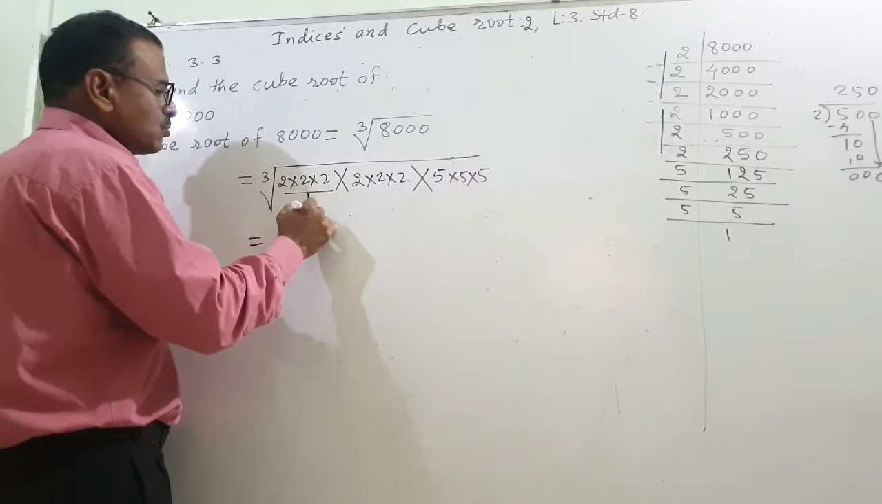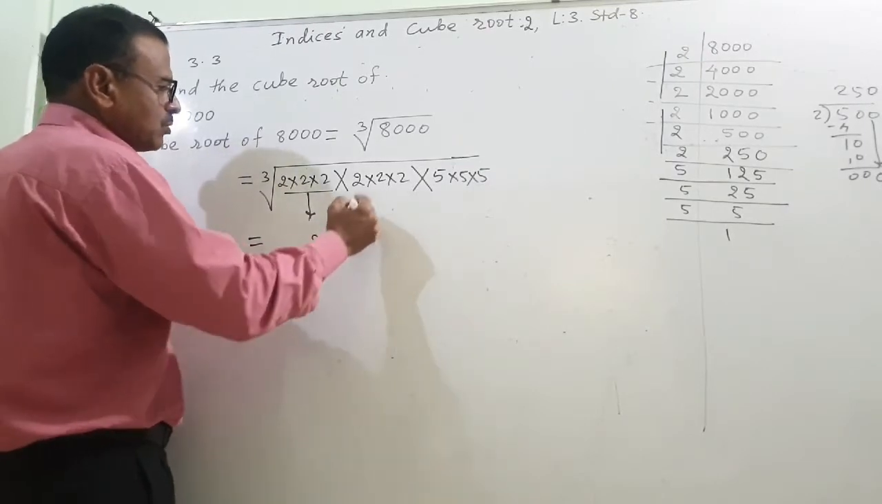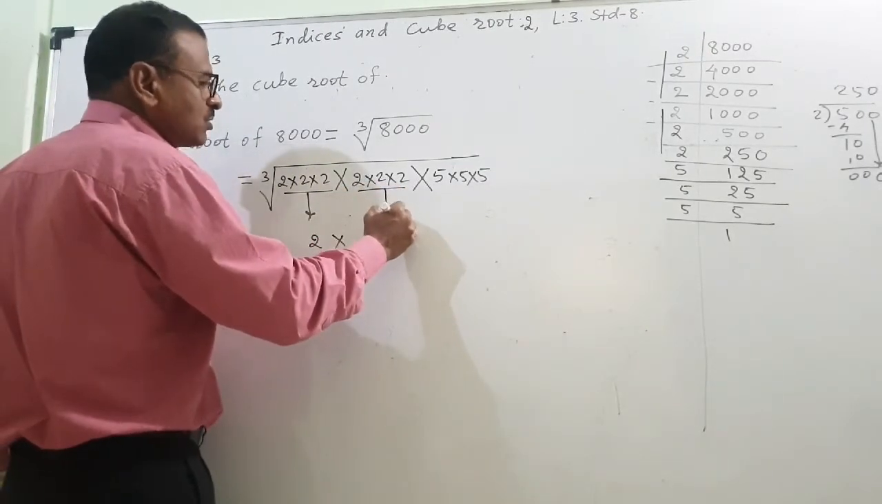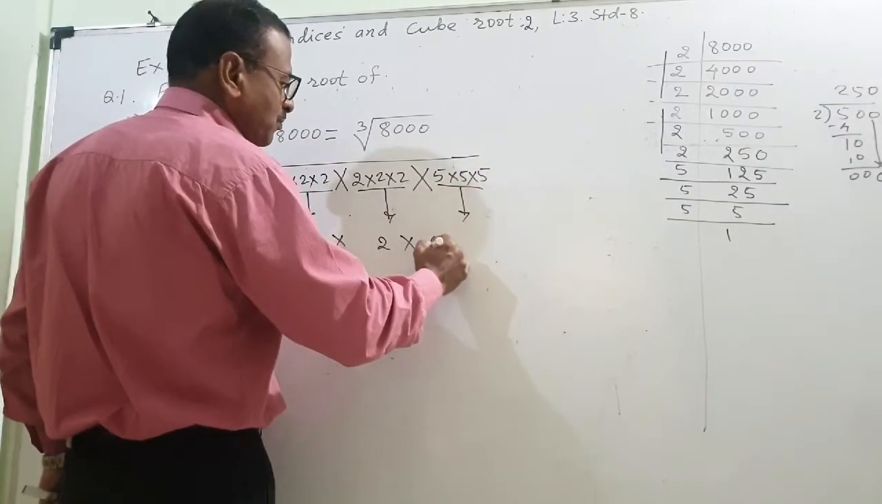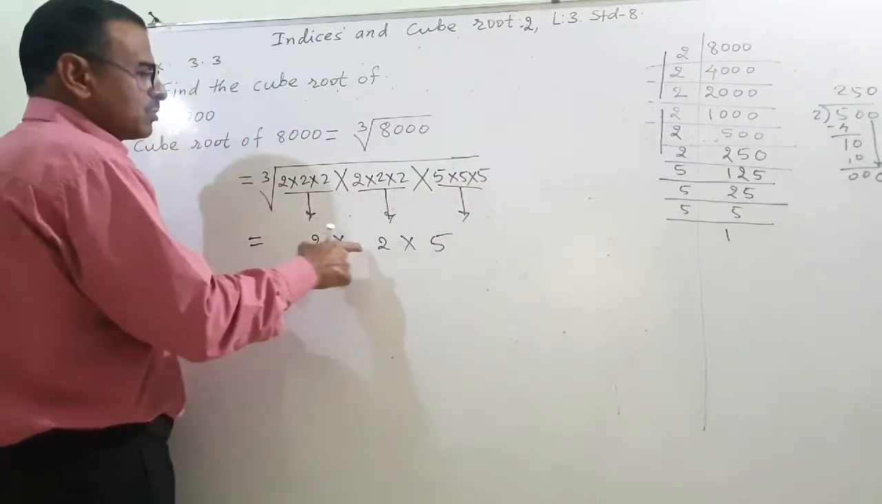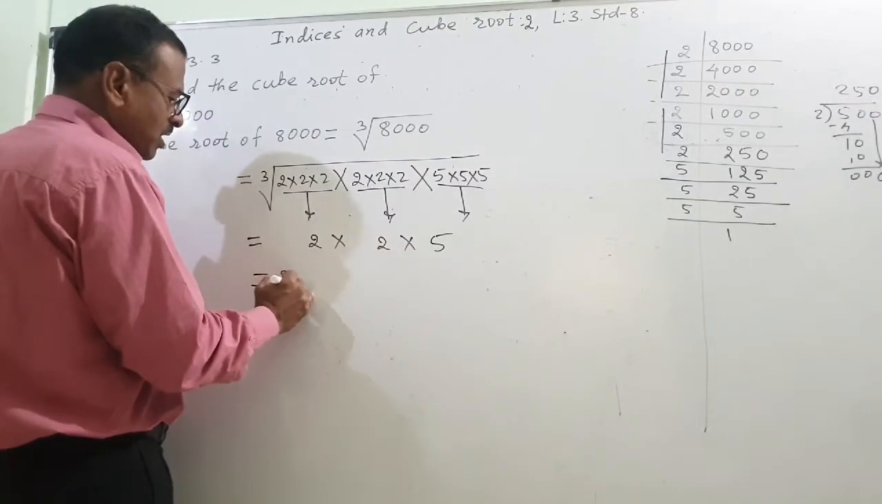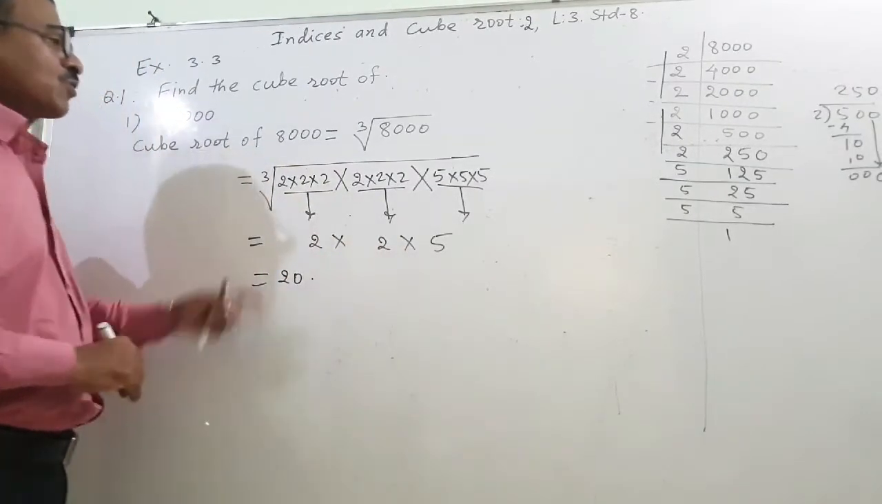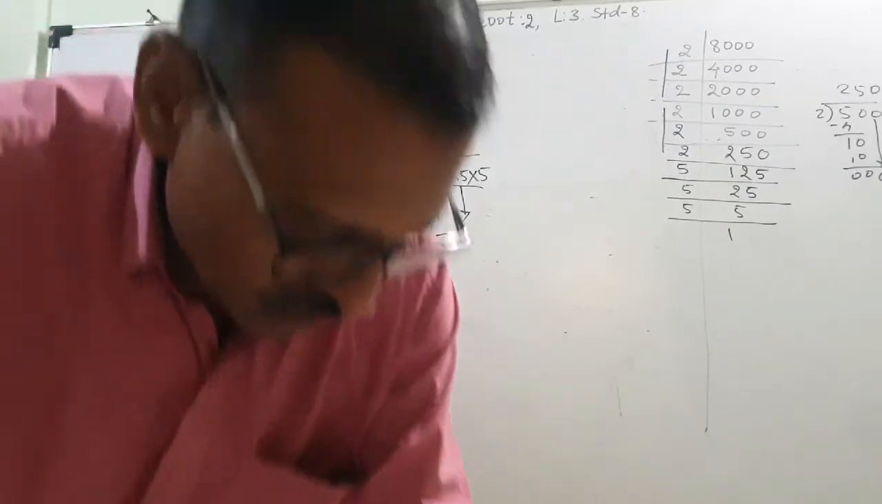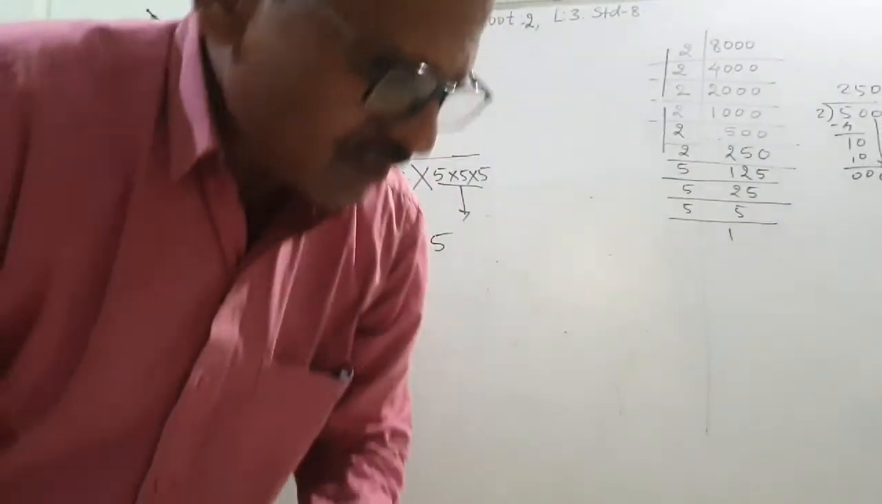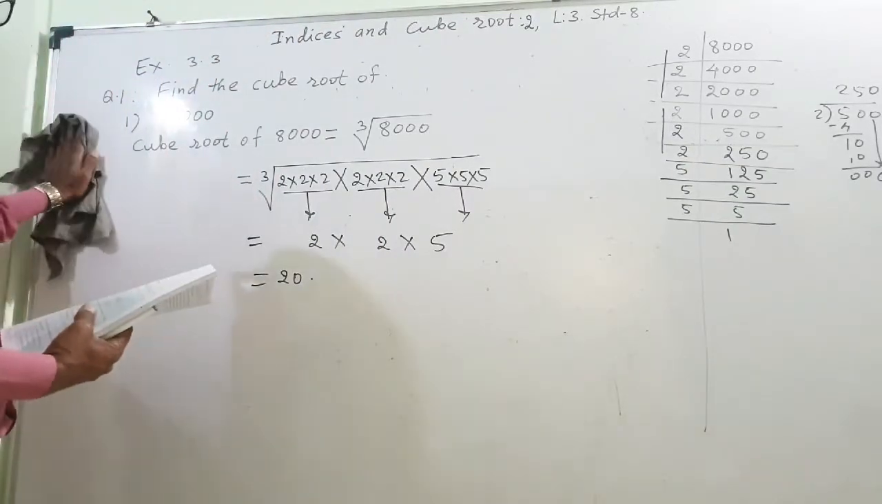Then take these 2 out, 2. Into take this 1 out of this, 2. Into take 1 out of this, 5. And that is equal to 2 4s are 8, 4 5s are 20. Answer: cube root of 8,000 is 20. So simple. Some of the questions which are very important, those I am going to discuss.